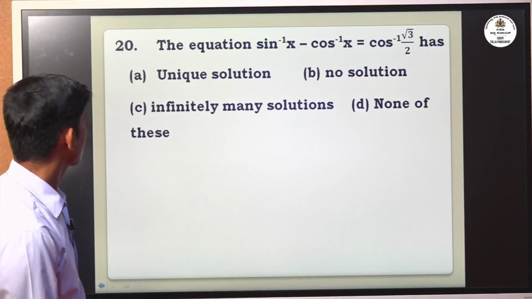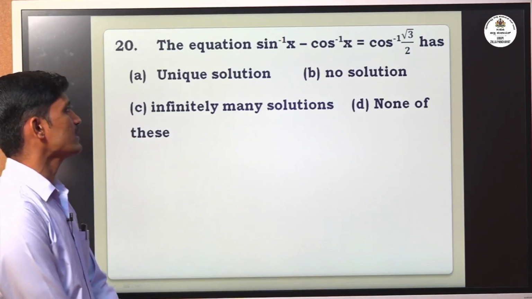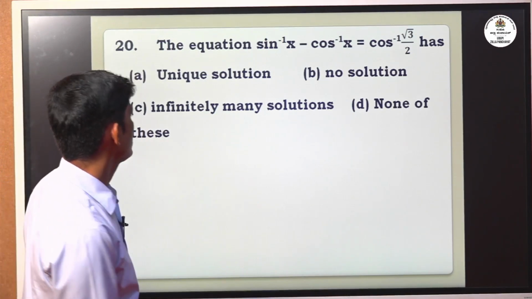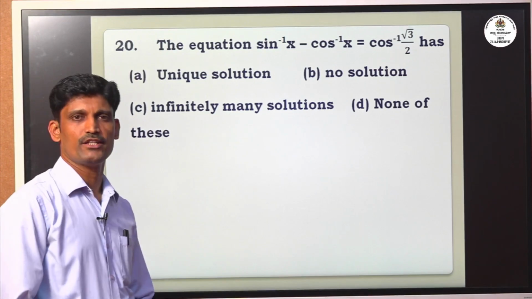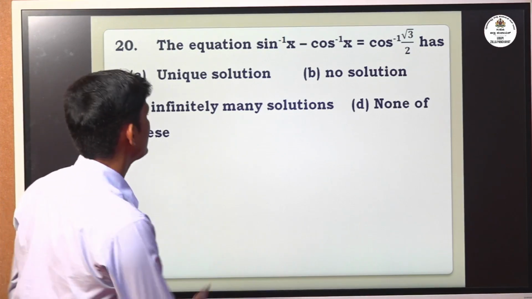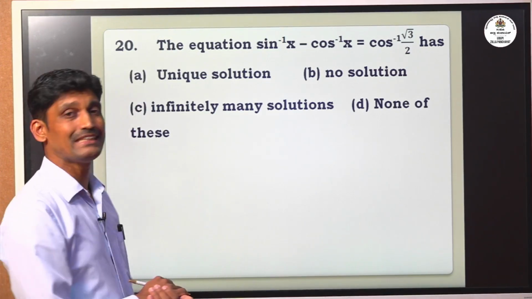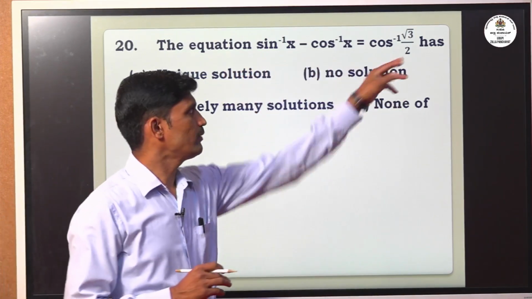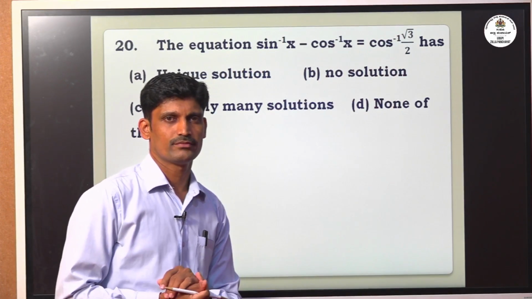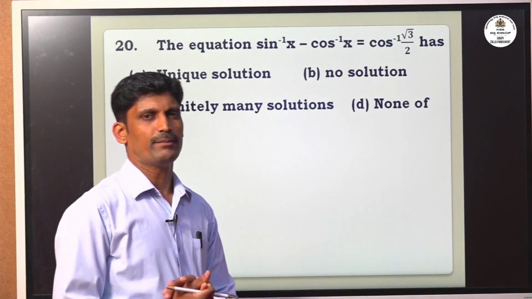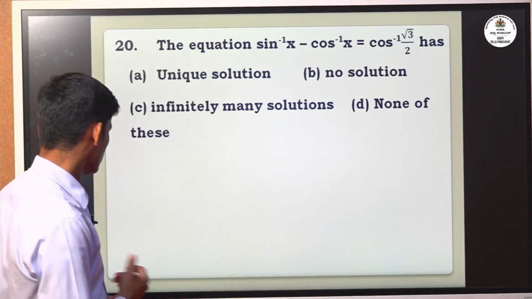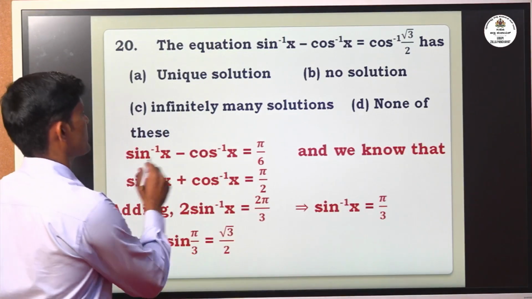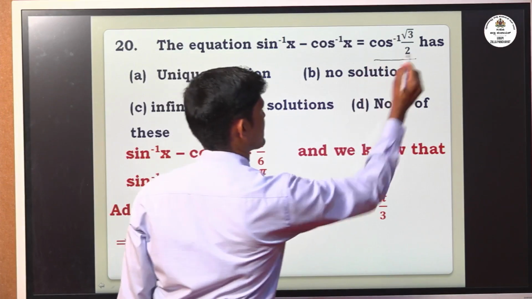Next, the equation sin inverse x minus cos inverse x equal to cos inverse of root 3 by 2 has: unique solution, no solution, infinitely many solutions, or none of these. Now you know the identity of sin inverse x plus cos inverse x. Here we have sin inverse x minus cos inverse x. Its value is cos inverse of root 3 by 2. That is a known value, that is pi by 3. Sorry, pi by 6. So sin inverse x minus cos inverse x equals pi by 6.